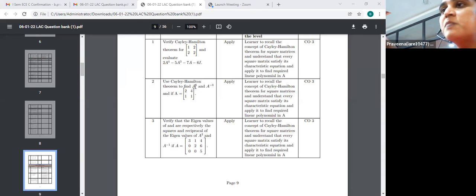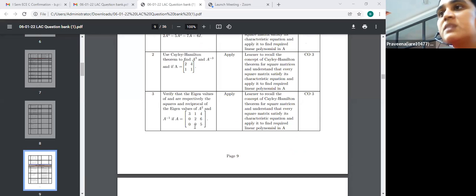Here a cube means, for the 2 by 2 matrix we got a second degree polynomial, right? For that, to find a cube we multiply both sides with a. From that we got a cube. For the same characteristic equation, multiply with a power minus 3. From that we got a power minus 3. After discussion of all questions from the second unit, we will do those questions. Now that's the concept for the second question. Okay, next, third question.